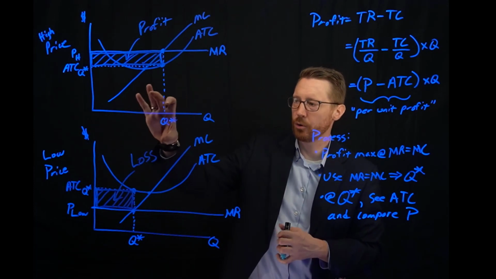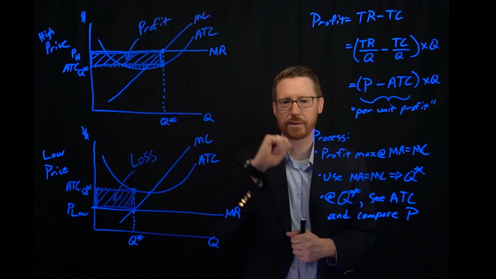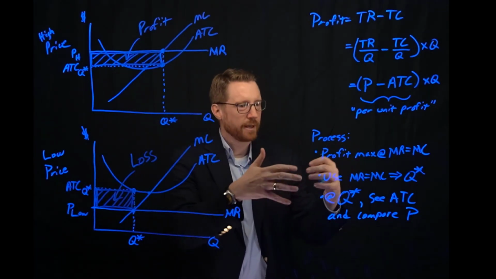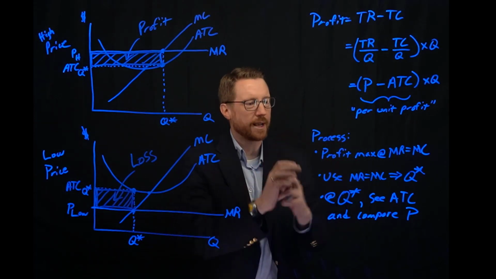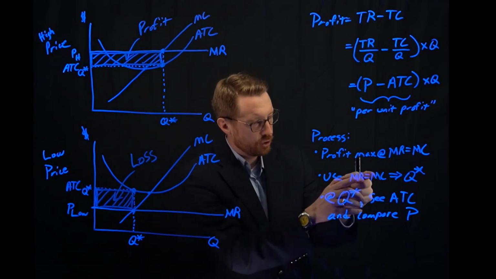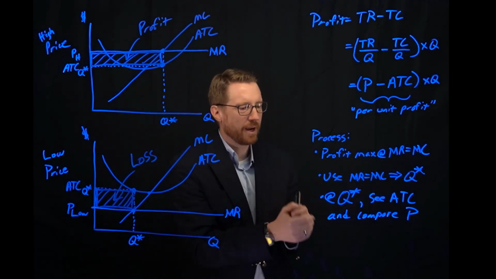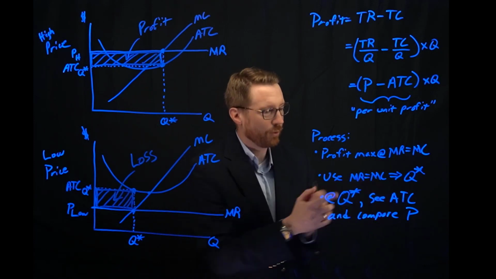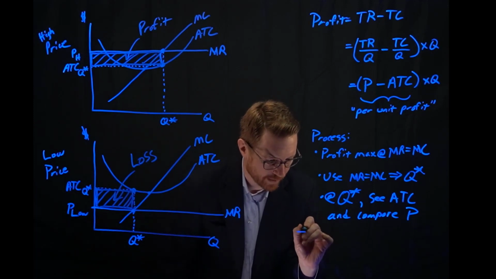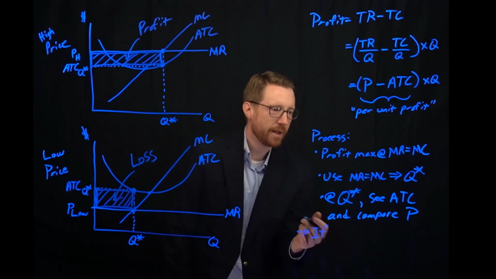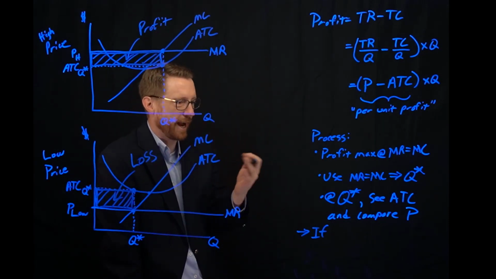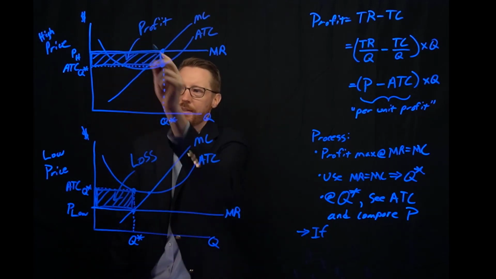So let's take these two ideas, what we've seen for a high price and a low price, and let's finish out our profit. So our process for profit was to find the profit maximizing point where marginal revenue equals marginal cost. Use that point to find Q star. Use Q star to see what average total cost is and compare it to P. So what are our takeaways then? So if the point where marginal revenue equals marginal cost is greater than average total cost, then they're making a profit, right? This is our story up here.